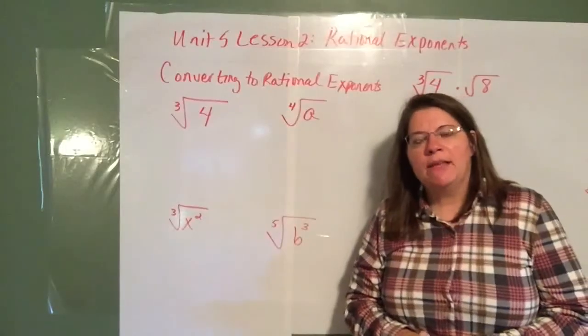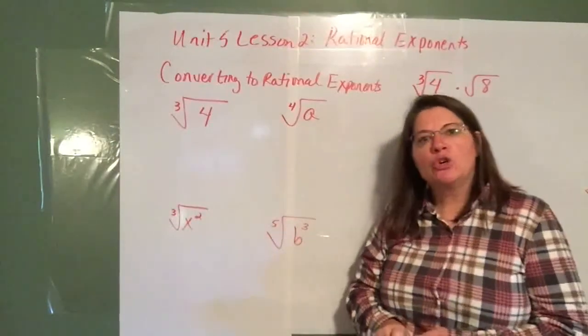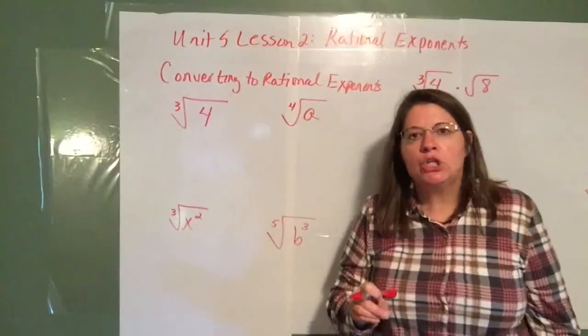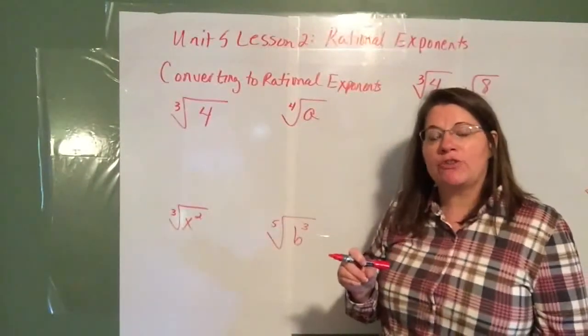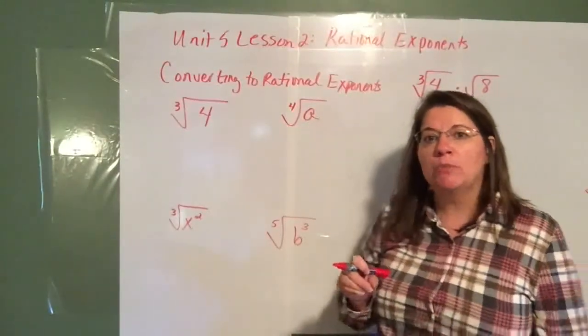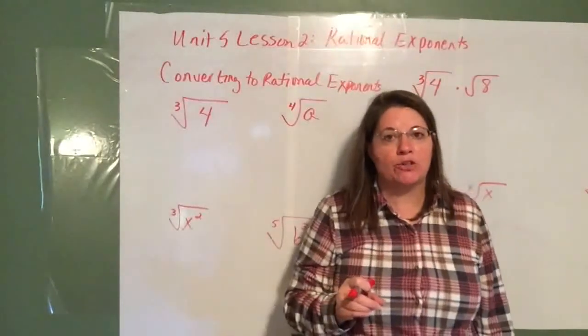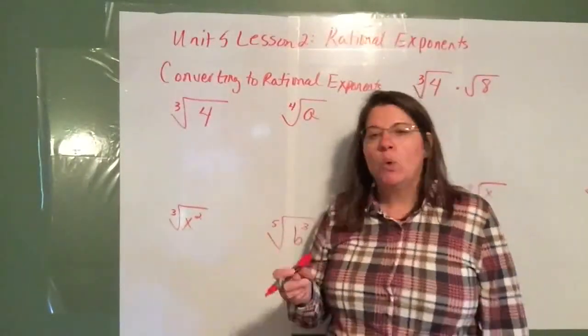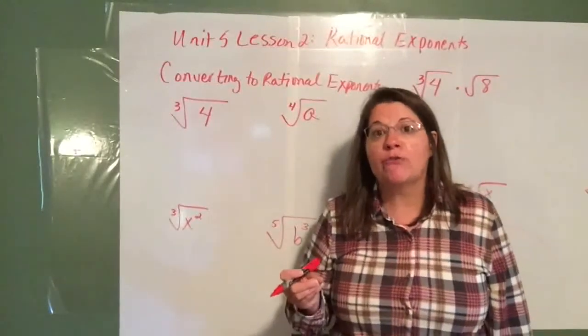This is Unit 5, Lesson 2, Rational Exponents. Today we're going to learn how to convert a radical to an exponent that is a fraction. The definition of a rational number is any number that can be written as a fraction. So if you are learning about rational exponents, we're talking about exponents that are fractions.